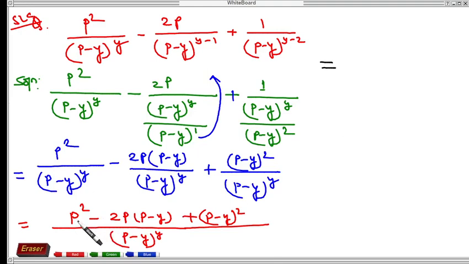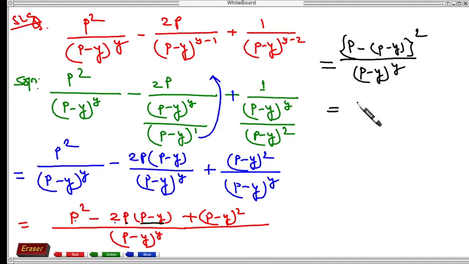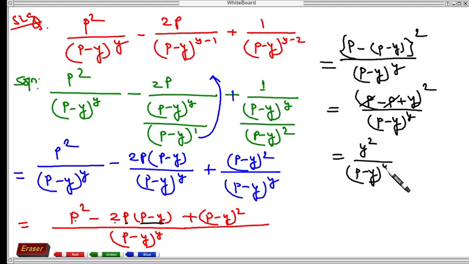Then while checking this, p squared minus 2p(p − y) plus (p − y) squared is of the form a squared minus 2ab plus b squared, which is (a − b) whole square, over (p − y)^y. That equals (p − p + y) over (p − y)^y, which equals y squared over (p − y)^y. Yes, y squared over (p − y)^y is the answer for this question.